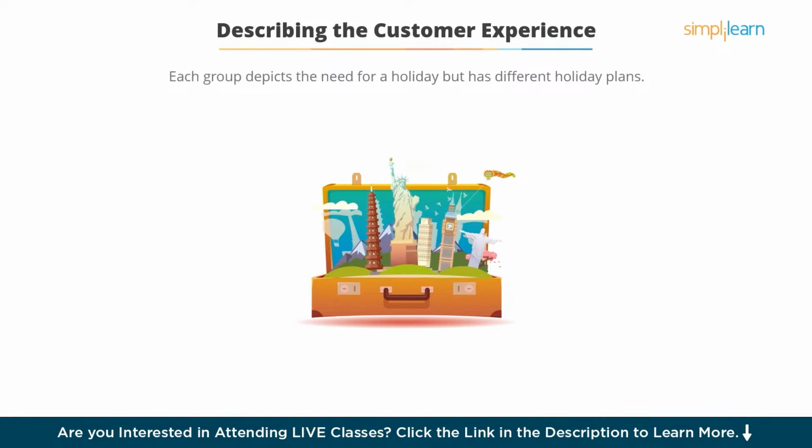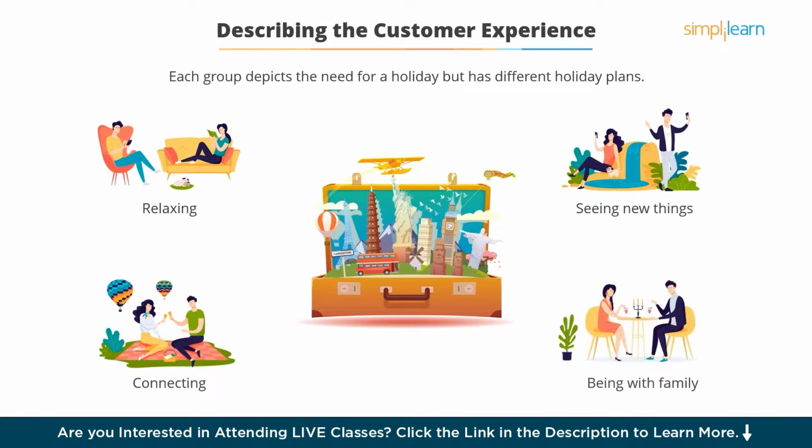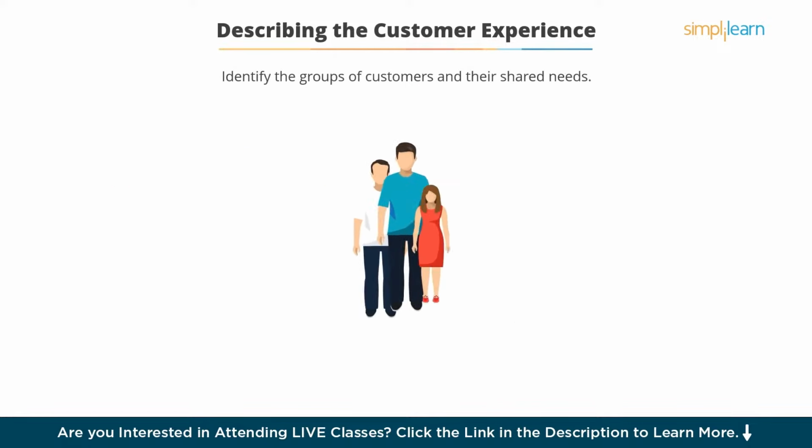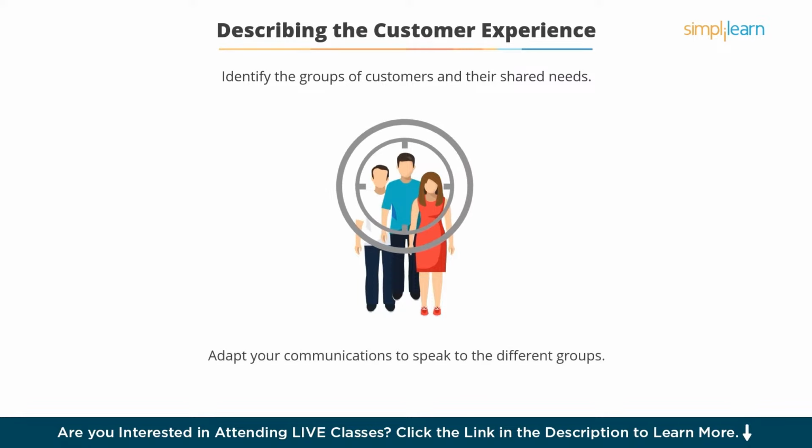As you can see, each group has a need to take a holiday as the primary need, but individually, they have different needs: relaxing, seeing new things, being connected, being with family. Those needs intersect at multiple points, and they even break down into more individual needs. The key is to identify the groups of customers you have and their shared needs. The big question is, how will you adapt your communications to speak to the different groups?